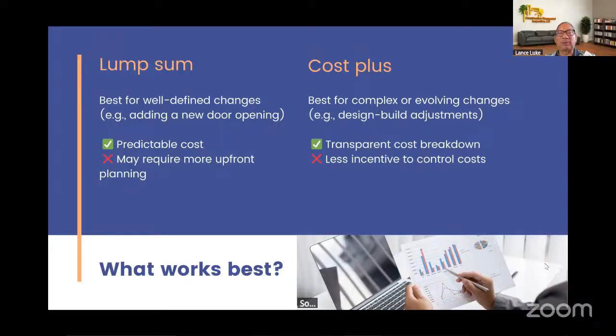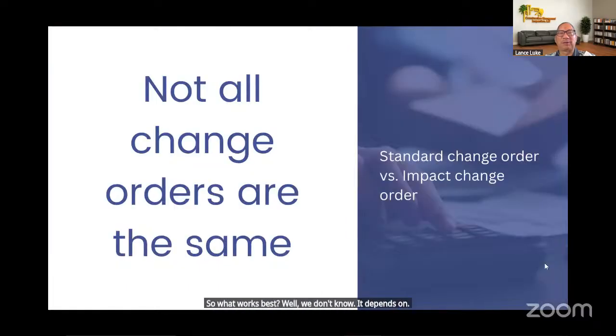So the breakdown of costs is transparent, but there's less incentive to control costs because if the contractor knows he can do whatever he wants and you're going to pay for it as a homeowner, it's like he can't lose on the job. So what works best? Well, we don't know. It depends on the situation.